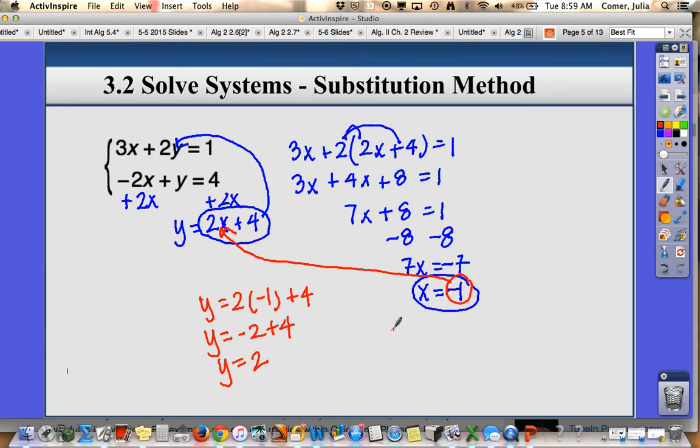So what does that mean mathematically? That these two lines are intersecting at the ordered pair (-1, 2). And that is my solution.